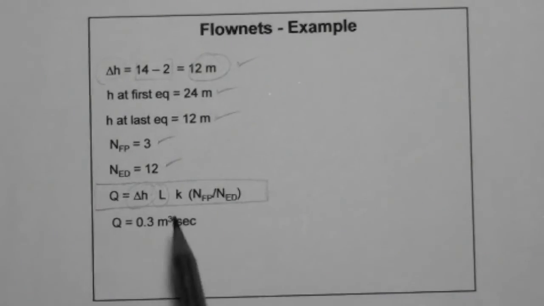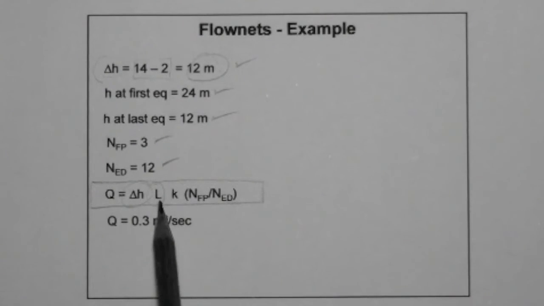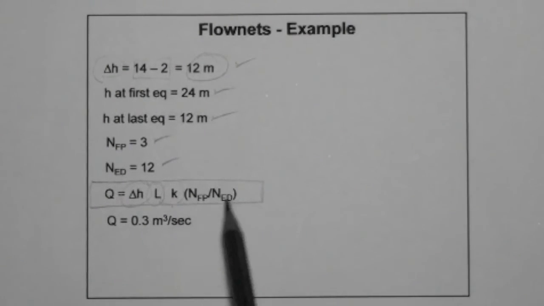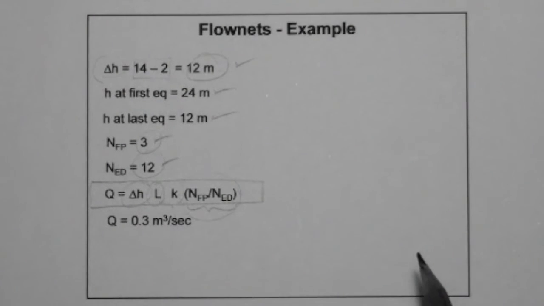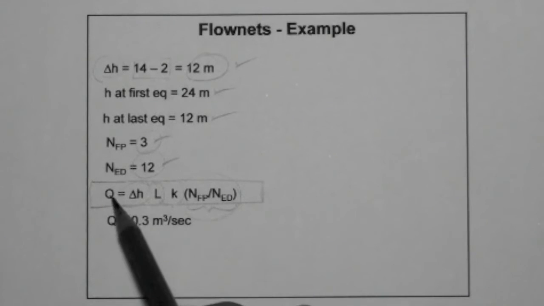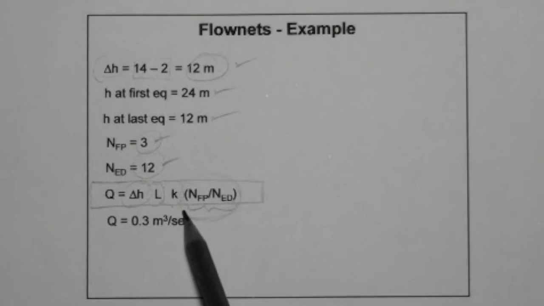Okay? So delta H times L times K, which is the hydraulic conductivity of the soil through which seepage is taking place, and then this ratio, the number of flow paths, which is 3, and the number of equipotential drops, which is 12. Here's Laplace, because this is provided by the flownet. Okay? So Laplace enters the calculation in here with this ratio.